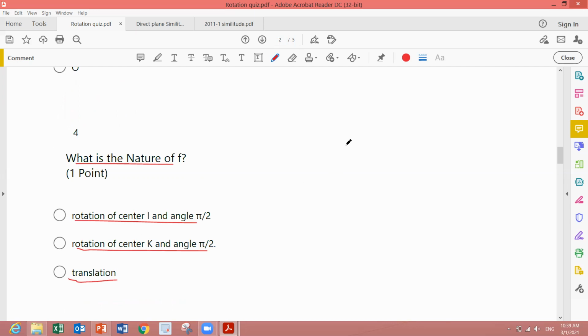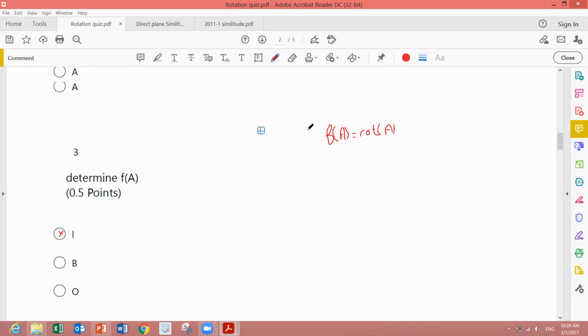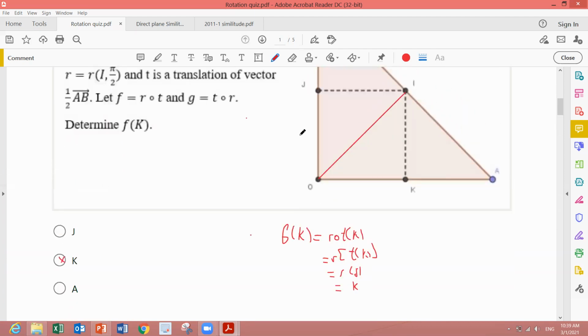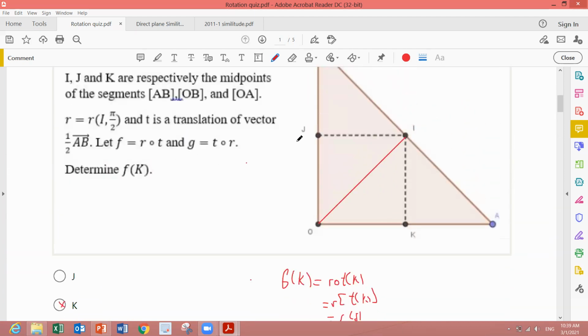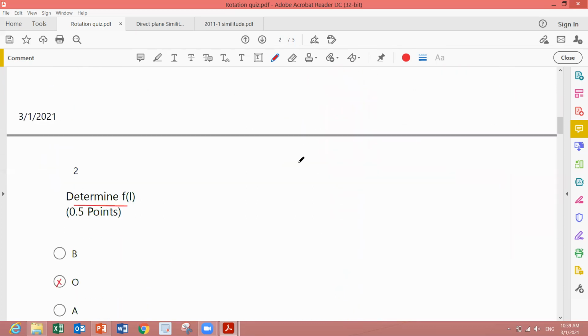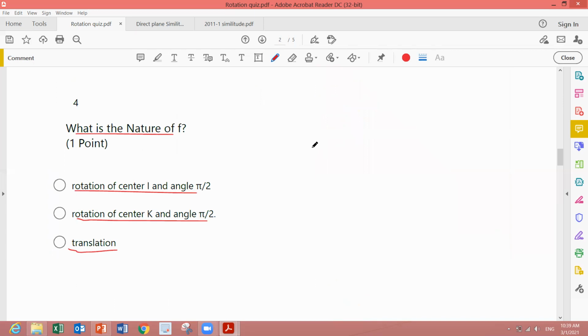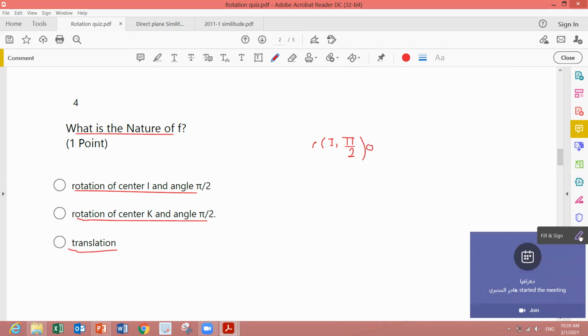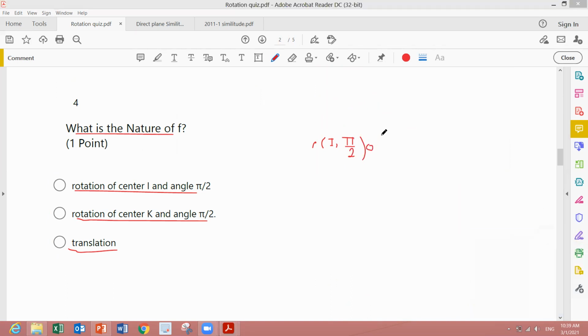استاذ لحظة شوي. Yes, Chris. هذا R round T. So I have R of center I, pi over 2, round the translation by half AB.